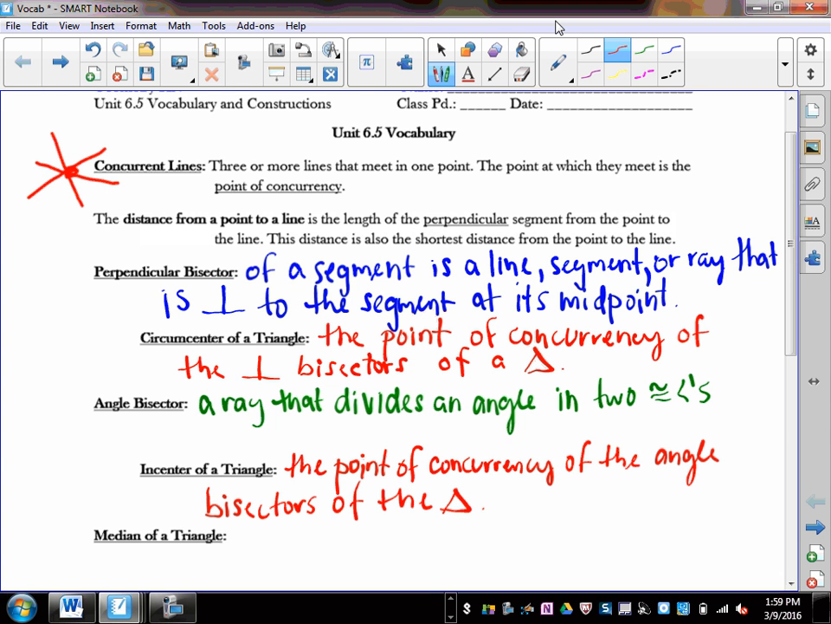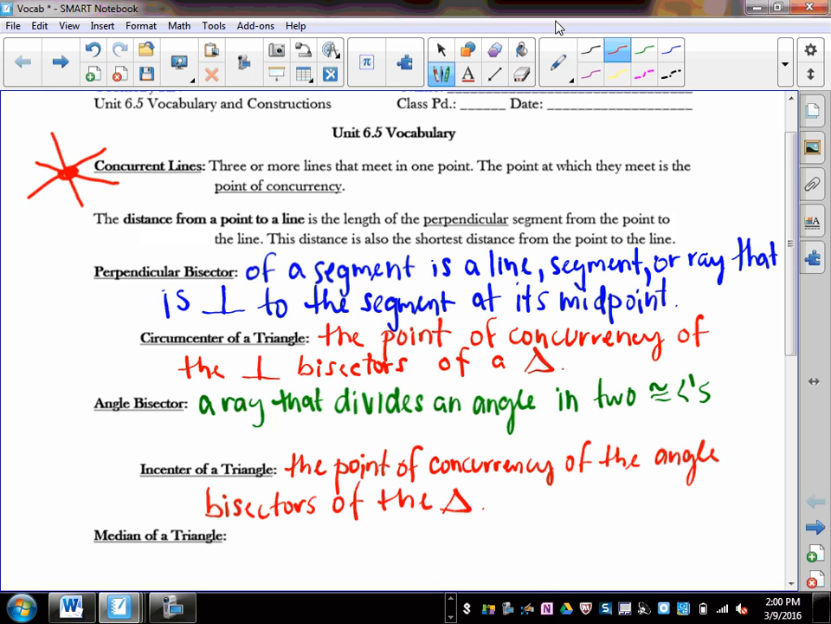Alright, now be careful. Just because three lines intersect doesn't necessarily mean that they are concurrent. I could have three lines like this. They're not concurrent. All three have to intersect at the same point. Now, again, point of concurrency is that point where they come together. We're going to learn about specific kinds of points of concurrency, just like we learned about parallelograms and then specific kinds of parallelograms. Point of concurrency is that general term. We're going to learn about specific ones. They have certain types. All right.